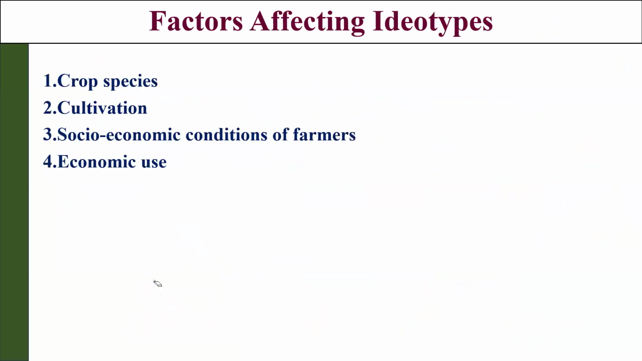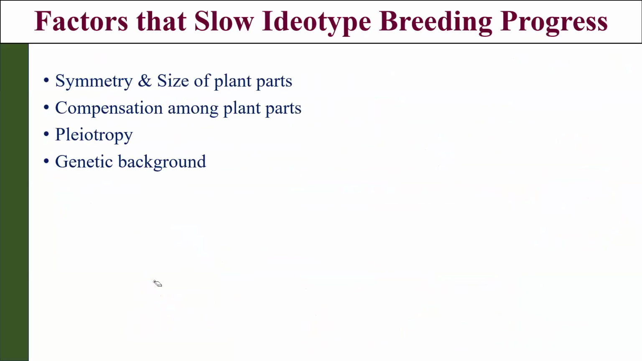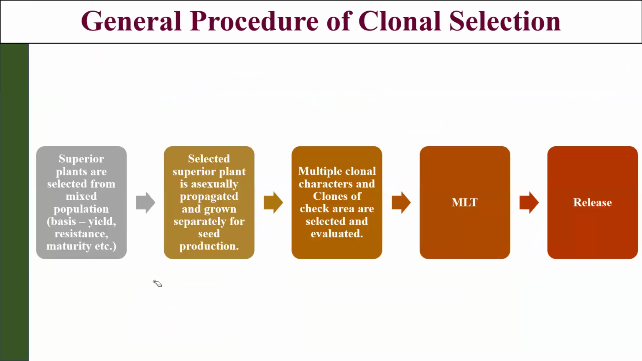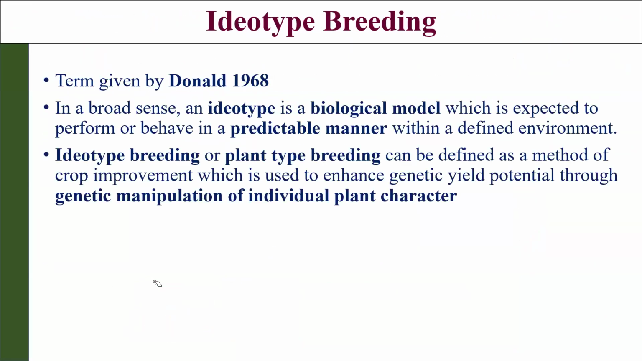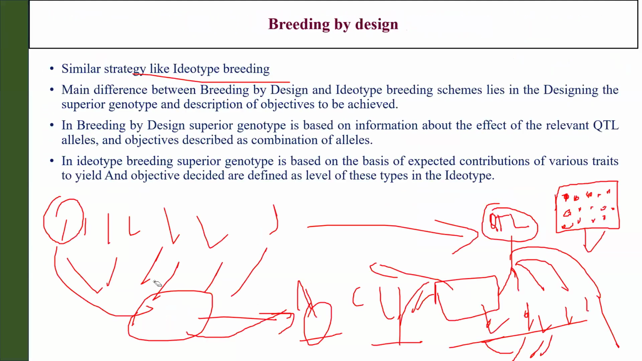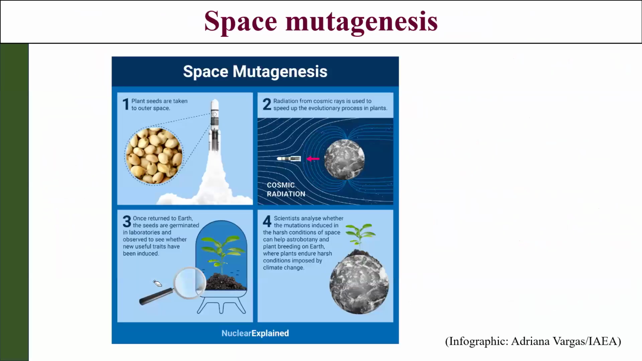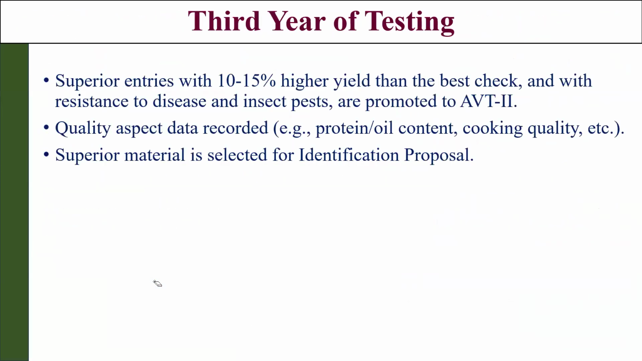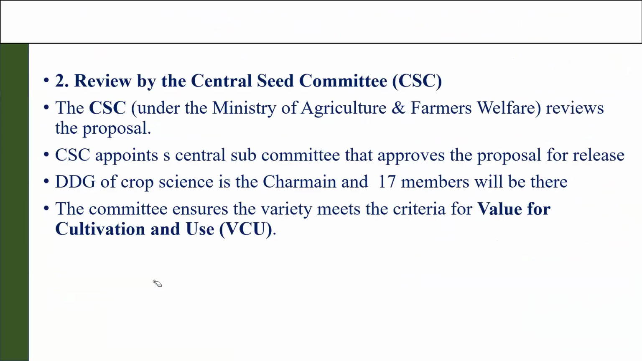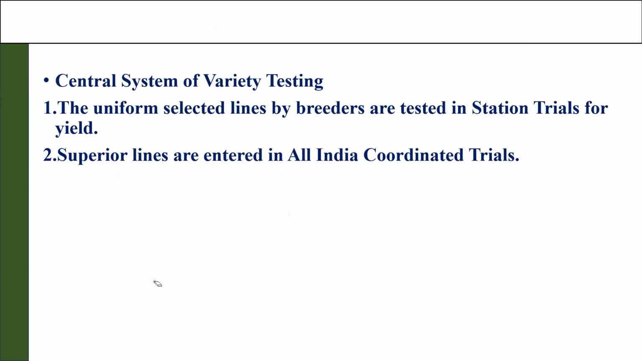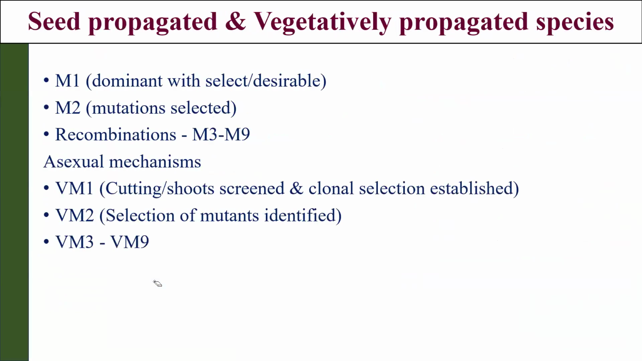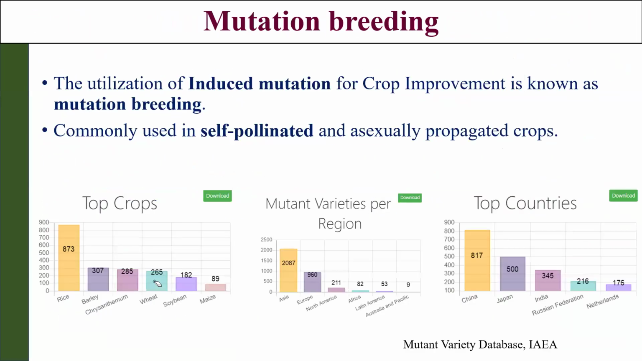I think ideotype breeding and clonal breeding and multiline breeding are done. Tomorrow we will discuss mutation breeding. Then we'll discuss the system of varietal release and notification tomorrow, so I will complete that. Then apomixis, you read, I think it is similar. If I discuss it also, it's like rote learning, I keep on reading the definitions. There is no concept here.